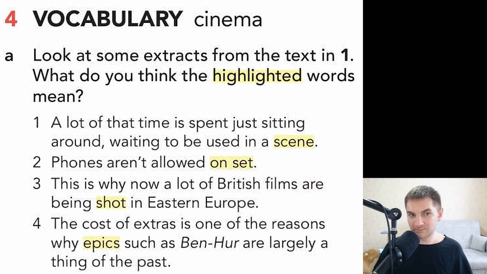Let's read them together, yeah? A lot of that time is spent just sitting around waiting to be used in a scene. Phones aren't allowed on set. This is why now a lot of British films are being shot in Eastern Europe. The cost of extras is one of the reasons why epics, such as Ben-Hur, are largely a thing of the past. So, take a moment, think about each one. What do you think scene means? What about on set, shot, and epics? After you've made your guesses, we'll check the meaning together.